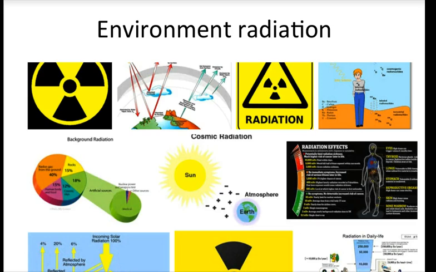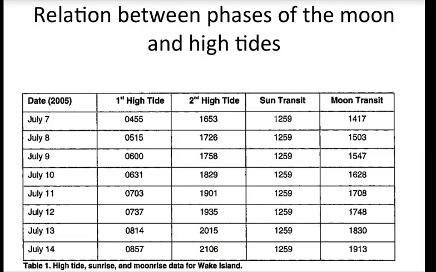So we have to select a very clear question. After we decide on it, we read the literature, we see what other people have done, and then we see what else and how we can improve on that. Here, another example is to figure out a relationship between phases of the moon and the high tides.